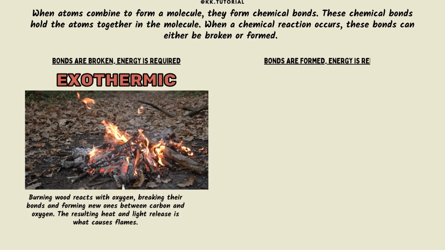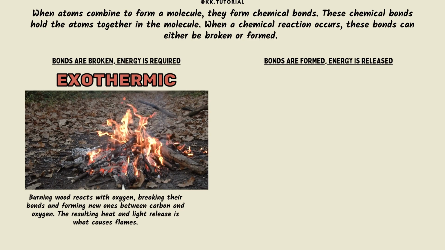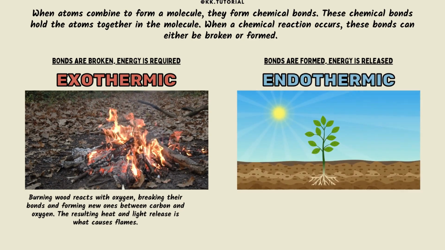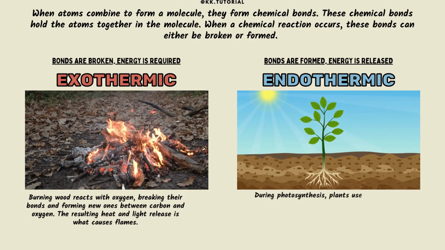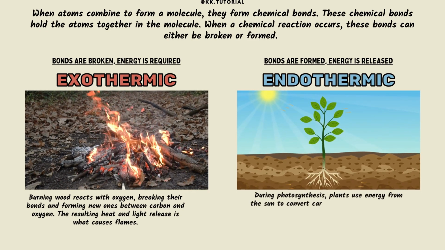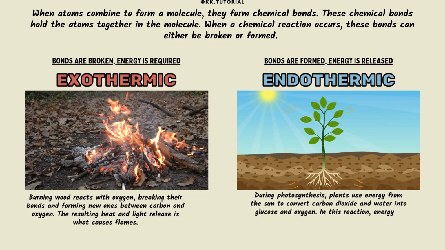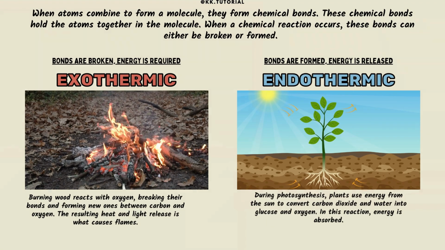And when the bonds are formed, energy is released, called an endothermic reaction. For example, during photosynthesis, plants use energy from the sun to convert carbon dioxide and water into glucose and oxygen. In this reaction, energy is absorbed.